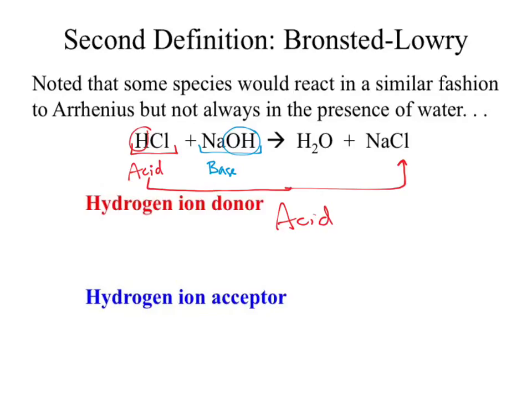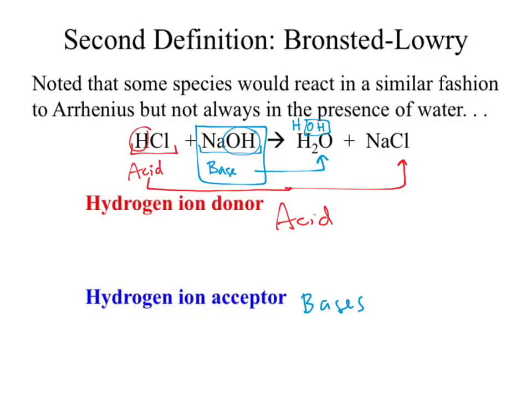Well, what did the NaOH species do? It took the hydrogen. If we look at its most similar species, we've got H2O. What's the relationship between H2O and sodium hydroxide? There's our hydroxide. What did it do? It accepted a hydrogen. That now becomes our definition for Bronsted Lowry bases: a hydrogen ion acceptor.